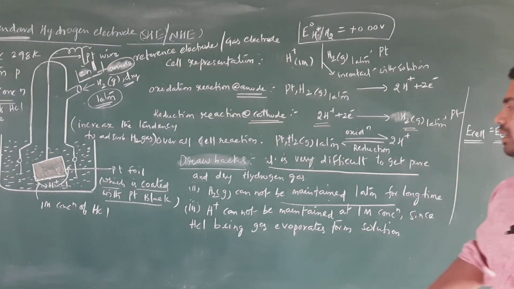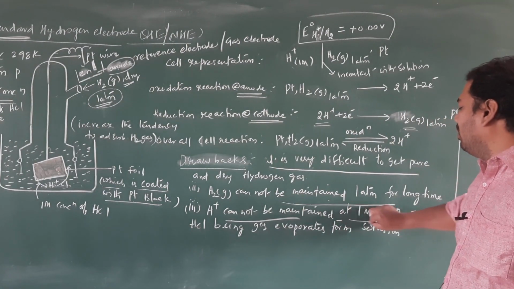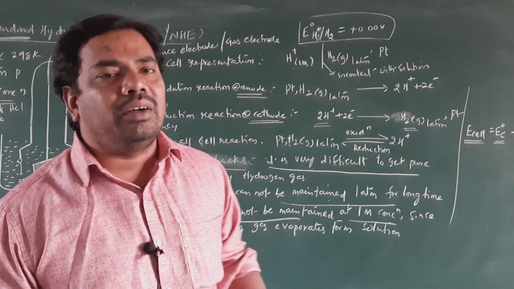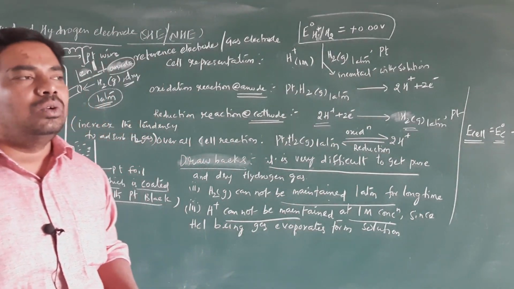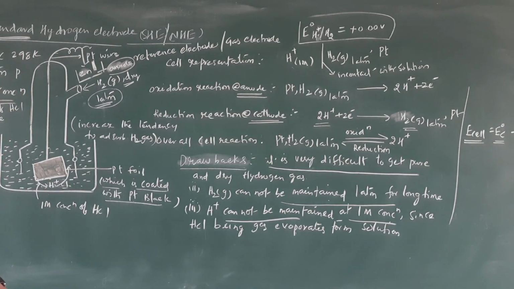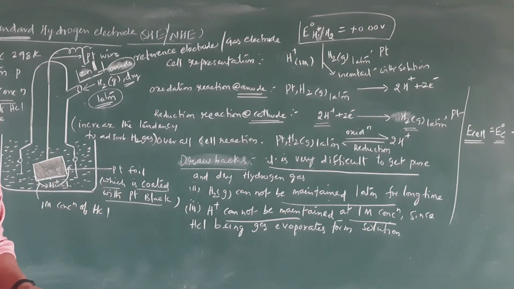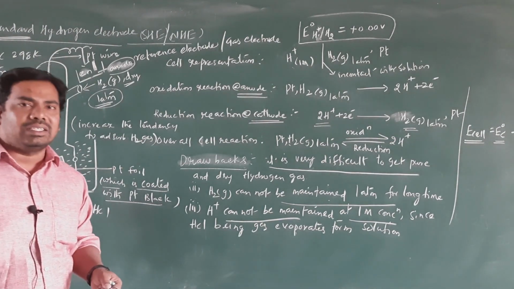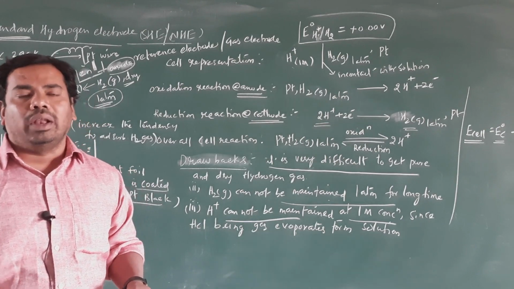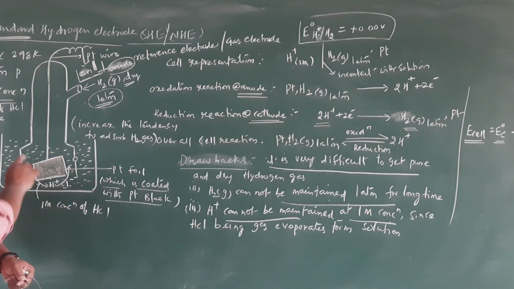The third drawback is that H plus cannot be maintained at 1 molar concentration. The concentration of H plus is also not maintained. Hydrogen chloride is generally a gas, but it is soluble in water, so it looks like a liquid. Here we are taking an open vessel.